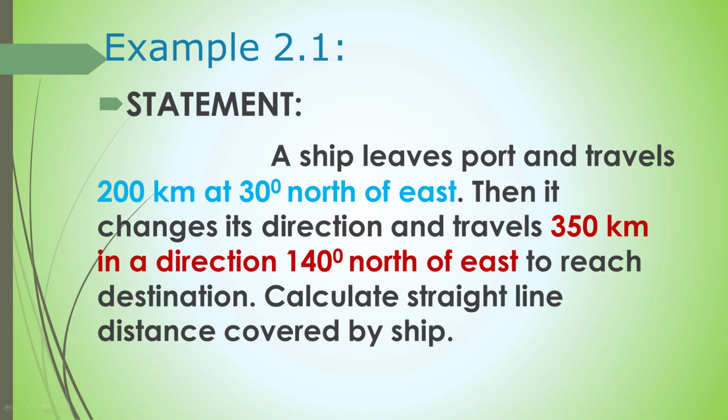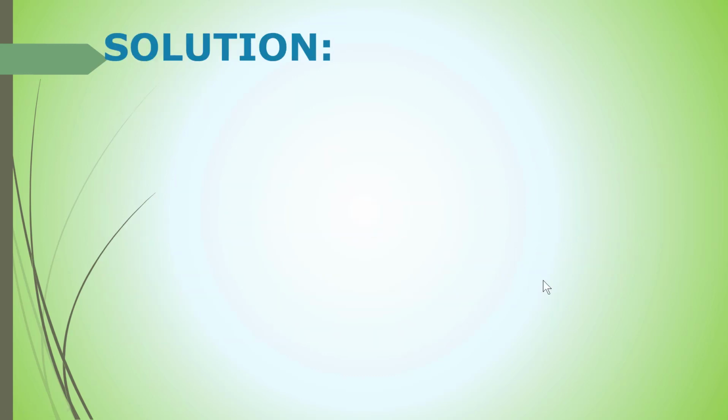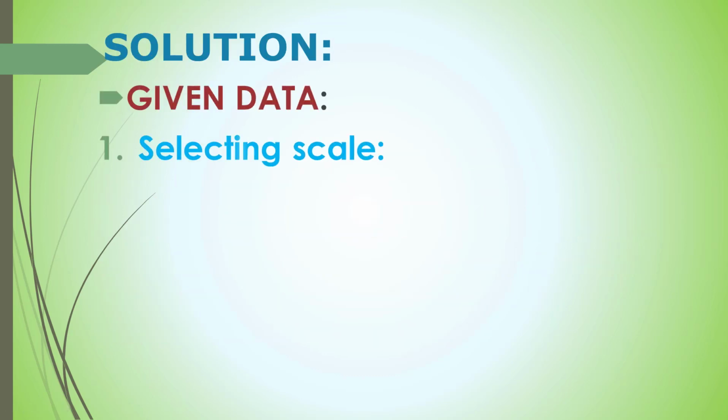Calculate the straight line distance covered by the ship, which means you have to find the resultant. So you have to follow the same format. You will first write down the given data, then the required, and then solve it. For the given data, first select the scale.